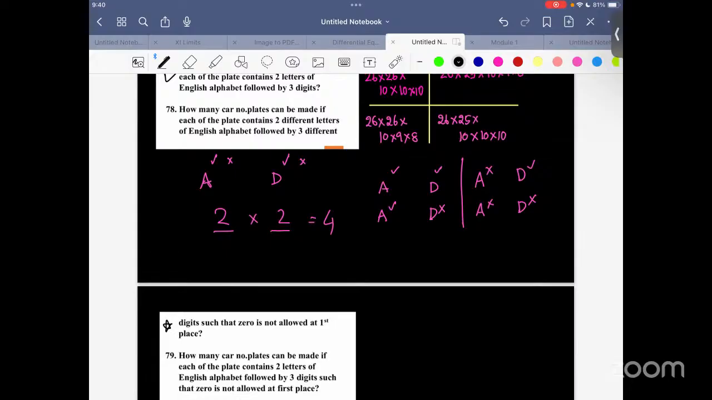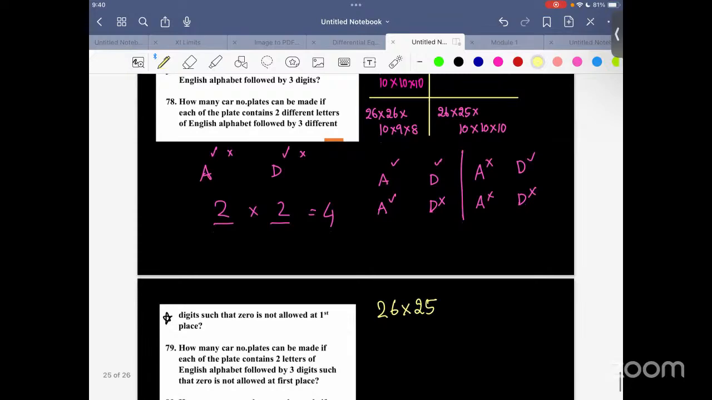क्वेश्चन नंबर 78। 25 into 25 into 9 into 9 into 8. Let's see. How many car number plates can be made if each of the plate contains two different letters? Two different letters means 26 into 25, followed by three different digits such that zero is not allowed at the first place. Three different digits, but zero is not allowed at the first place.